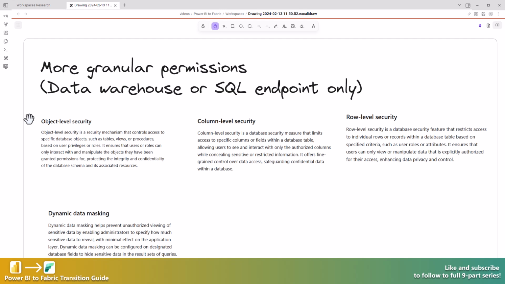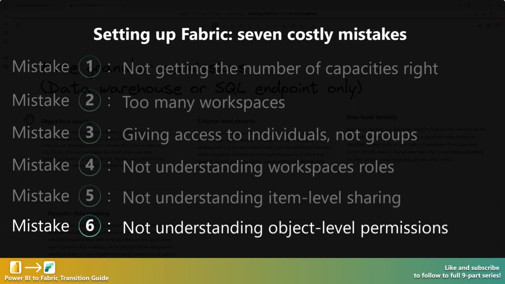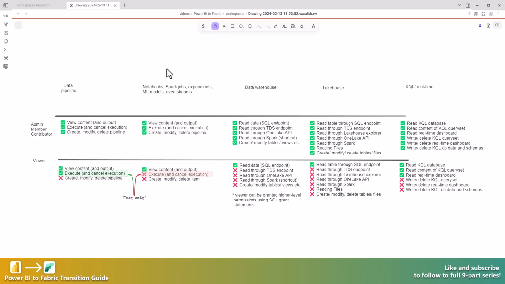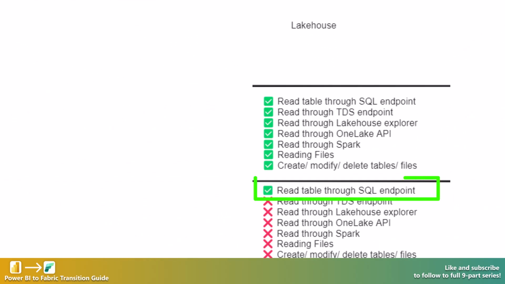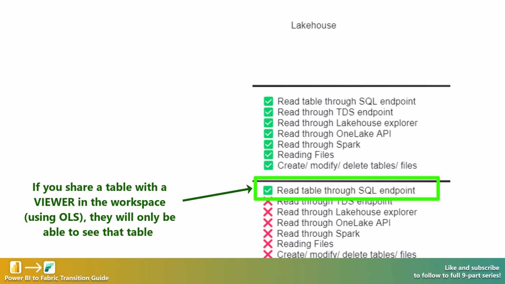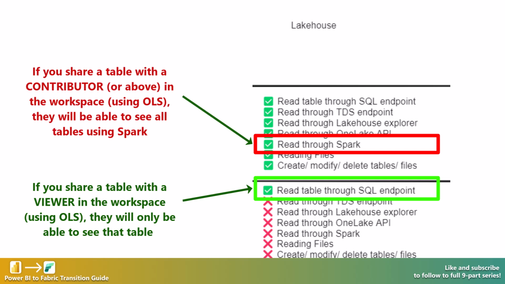Well, not many people are aware of the fact that object level sharing only exists in the data warehouse or SQL endpoint of a lakehouse. But using Spark, these object level permissions are not really respected. It's all or nothing. So if we go back to this diagram that we looked at before, we remember that a viewer in a workspace can only access the SQL endpoint of a lakehouse. And so if you share at an object level with a viewer in a workspace, the object level permissions will be respected. But as soon as you give them contributor or above, they will be able to access the lakehouse tables using Spark. And these object level permissions will mean nothing. So that's something to be careful of.